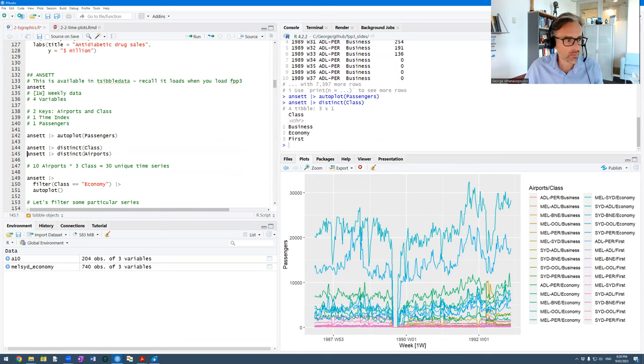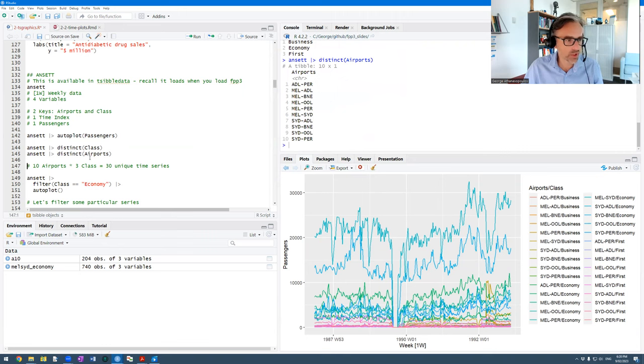A useful function is this distinct function, which actually shows you the distinct categories within each key. So here, my key class has got three distinct categories, business, economy, and first class. My airports key has got 10 categories. So 3 times 10, hence 30 time series, okay?